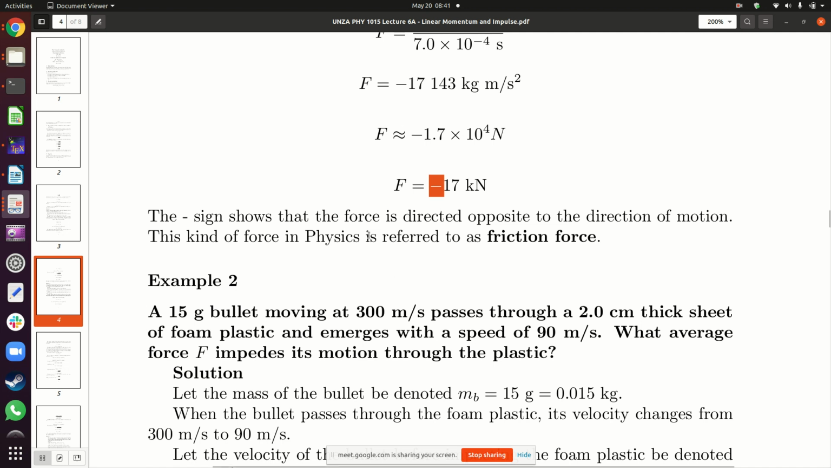We have seen that this kind of force which opposes the motion, which has a tendency to bring things to a stop, is what we refer to as the friction force. So in fact, the force we're looking for in this case is friction.